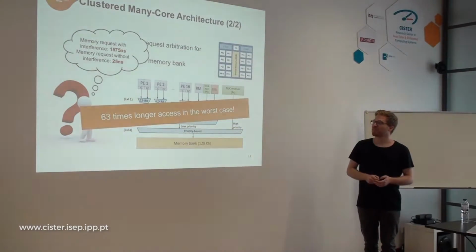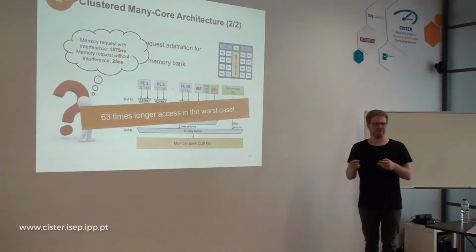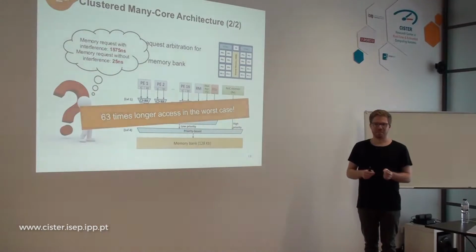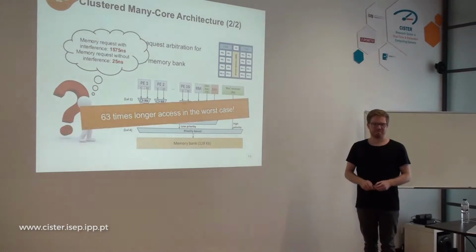This means if we looked at it in a naive way, we could just increase all the memory access times and our execution times by a factor of 63 and we're fine. But then we would most likely lose the advantage of our platform because we just waste a lot of cycles.